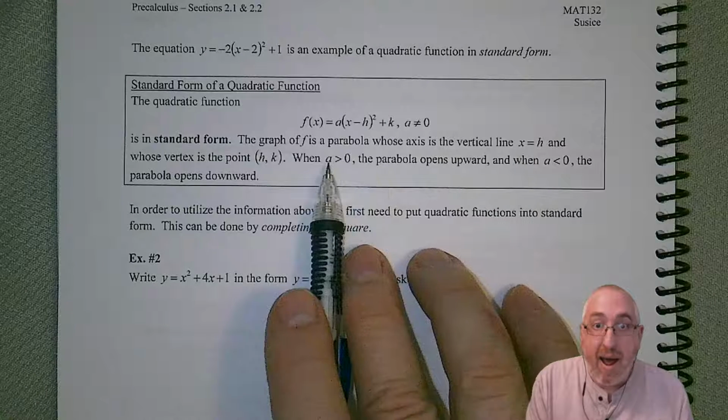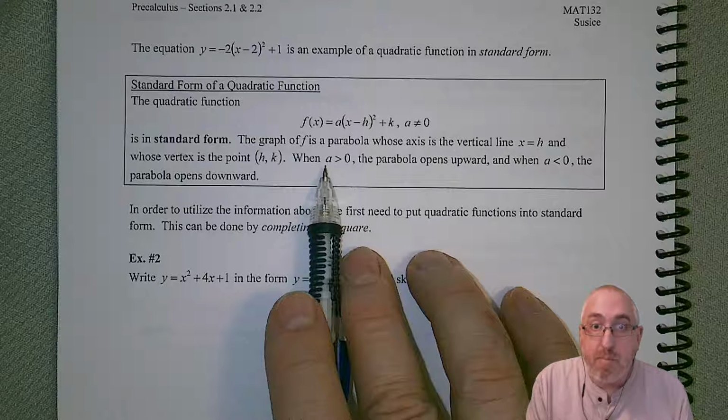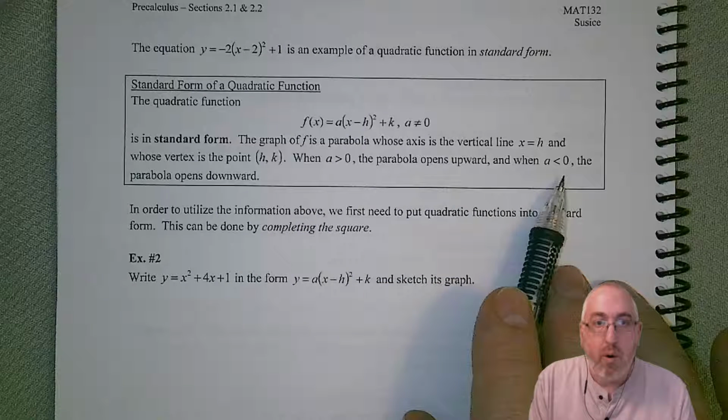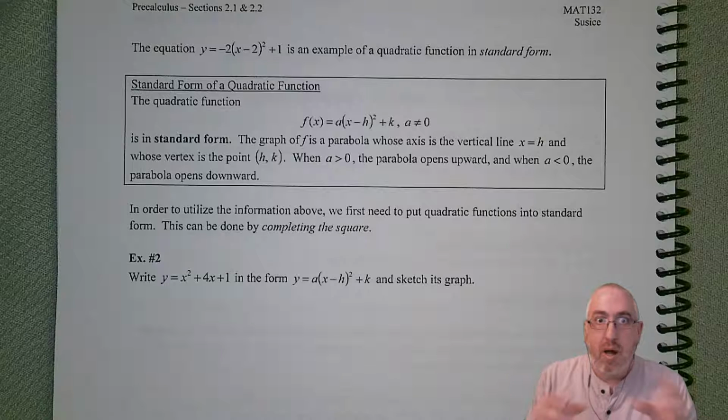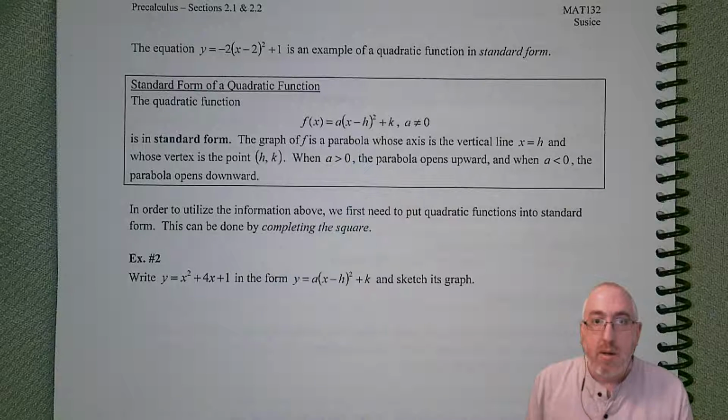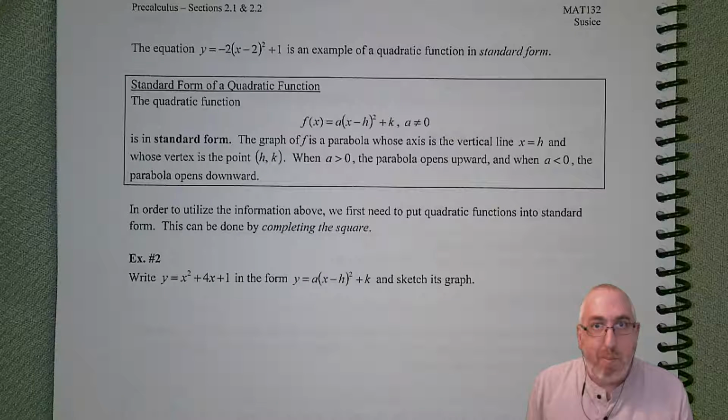And then when a is positive, we know it opens up, and when a is negative, we know it opens down. So nice conclusions for all those things. Very nice when it's in this format. So the million-dollar question is, what happens when it's not? So what do we do?